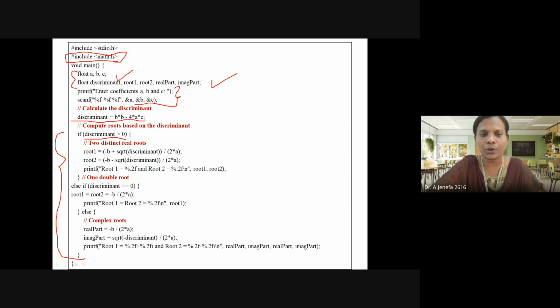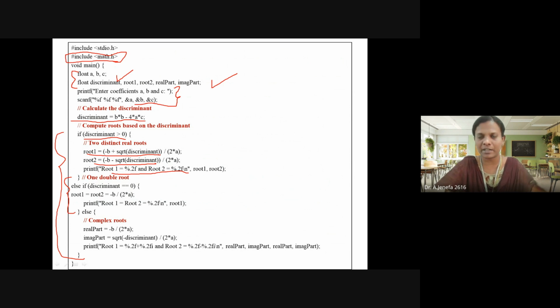How do you calculate root 1? Root 1 equals minus b plus square root of discriminant by 2a. How do you calculate root 2? Minus b minus square root of discriminant by 2a. After I calculate root 1 and root 2, their values are displayed here. And what's the second condition? The second condition is else if the discriminant value is equal to 0.